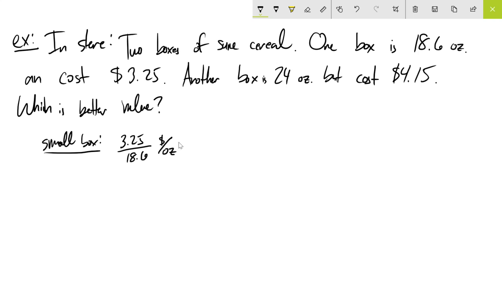So in our calculators, that's going to be what? $3.25 divided by 18.6. All right, so what does that come out to be? Let's round it to like three decimal places. I don't know if it's going to come down to being that close, but let's say 3.25 divided by 18.6.